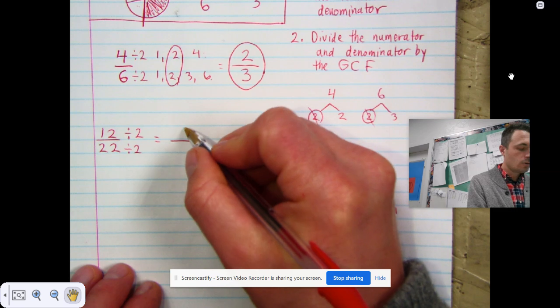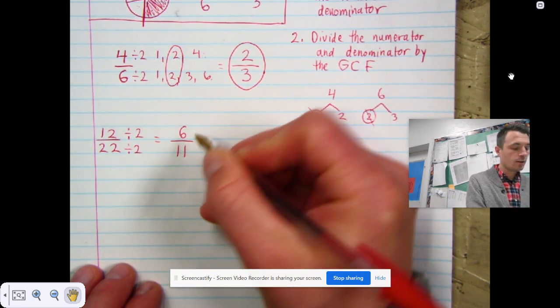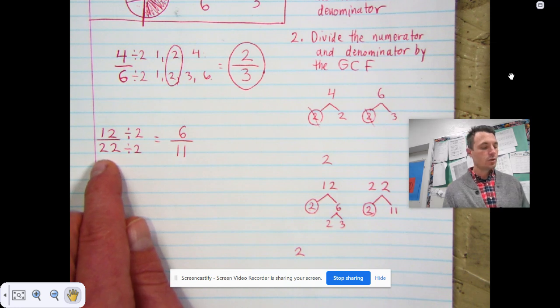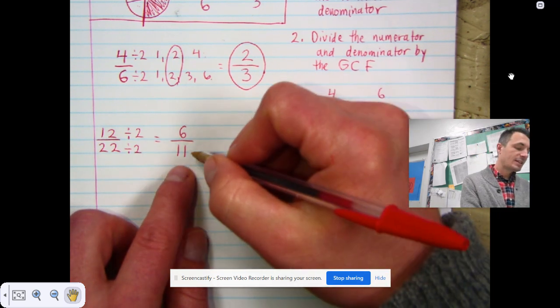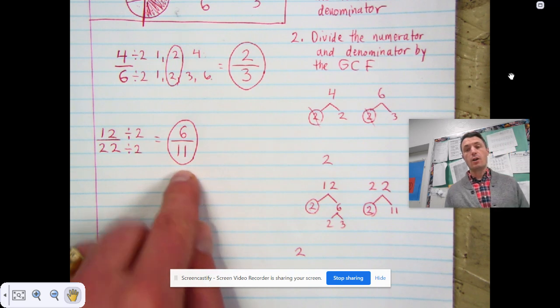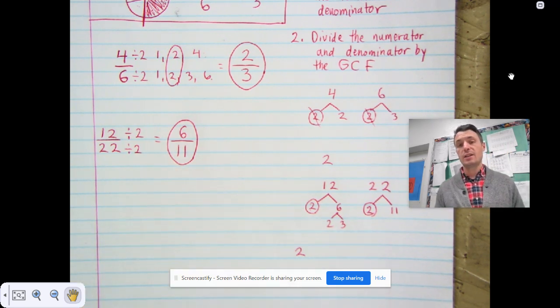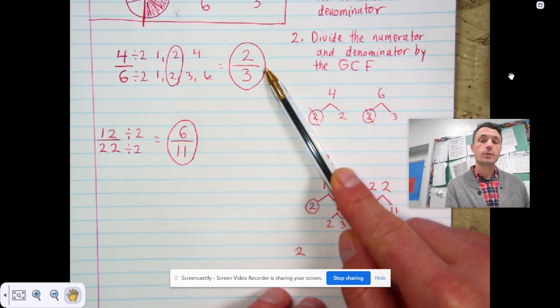12 divided by 2 is 6. 22 divided by 2 is 11. So 12 over 22, written in simplest form or reduced to simplest form, is 6 over 11, 6/11. Now, how do we know that 6/11 is in simplest form? How do we know that 2/3 is in simplest form?